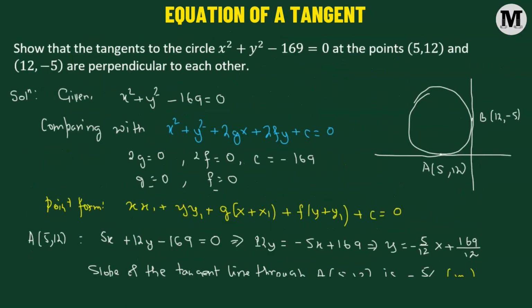Hence we have successfully shown that the two tangent lines to the circle whose equation is given to us, at the points (5, 12) and (12, negative 5), are going to be perpendicular to each other. Hence proved.